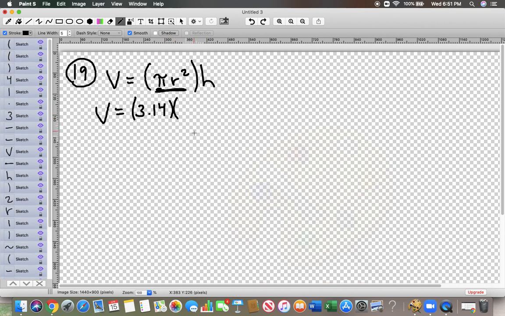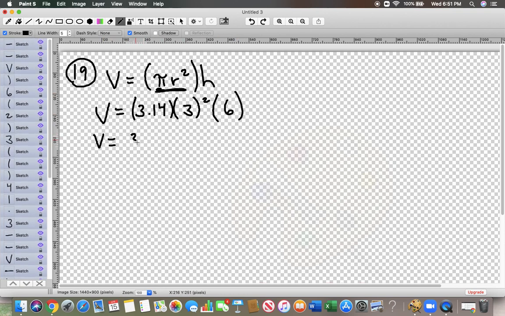times, what is the radius of number 19? Well, 6 is not the radius, but 6 is the diameter. What's the relationship between the radius and the diameter? Well, the radius is going to be half of the diameter. Therefore, the radius is going to be 3. And then the height is there on the bottom, which is 6 inches.